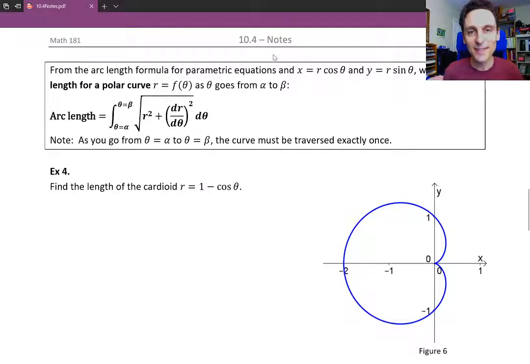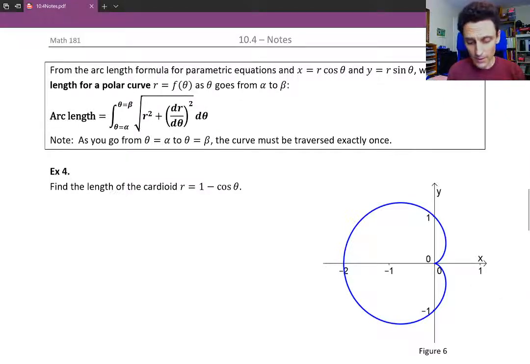Hello and welcome back. In this video we're going to learn how to find the length of a polar curve. We can find it by taking the integral from alpha to beta of the square root of r squared plus dr d theta squared d theta. That integral should look somewhat familiar, and we're going to derive it at the end after example 4.